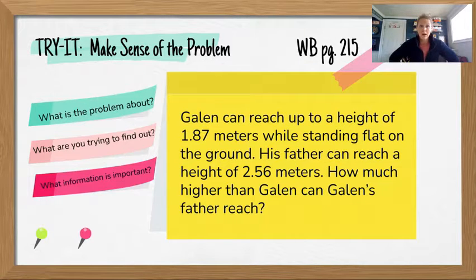Last and final read while we make sense of it. Galen can reach up to a height of 1.8700 meters while standing flat on the ground. His father can reach a height of 2.5600 meters. How much higher than Galen can Galen's father reach? What information is important? What do we need to be able to solve what we're trying to find out?